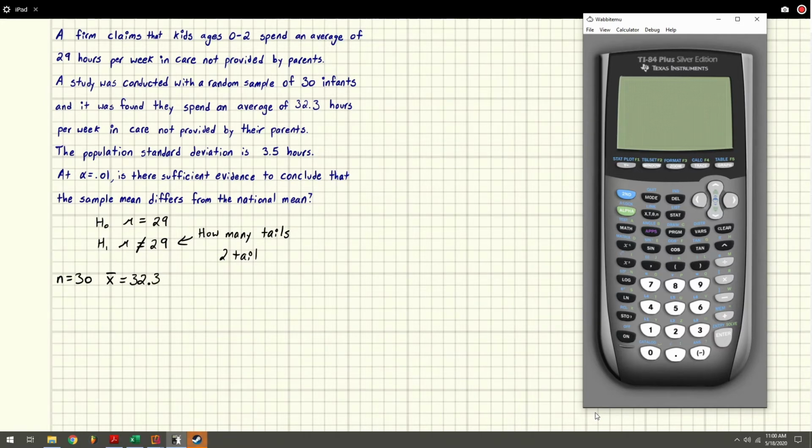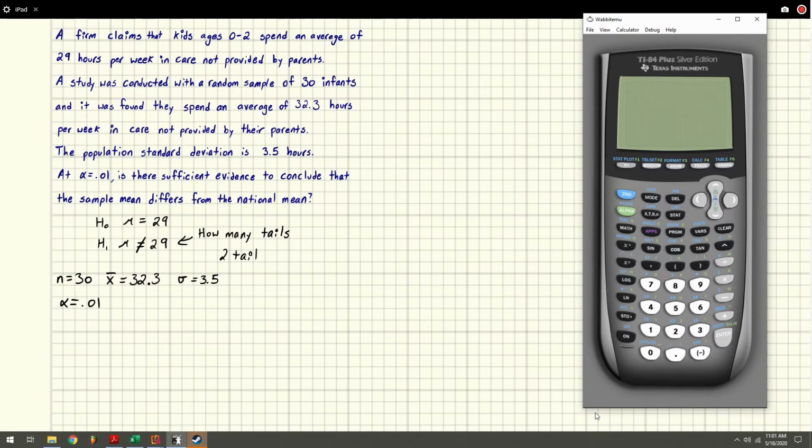And when you see English letters, those are going to be sample things. So we say not provided by the parents, the population standard deviation. And keep in mind here we have the keyword population. So that is going to be a sigma. And that is 3.5 hours. At an alpha, so let's write that down. Alpha is equal to 0.01. Is there sufficient evidence to conclude the mean differs?